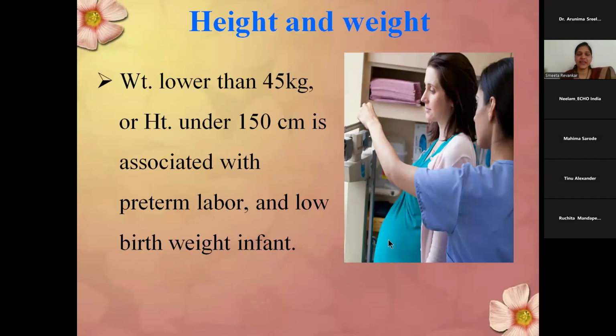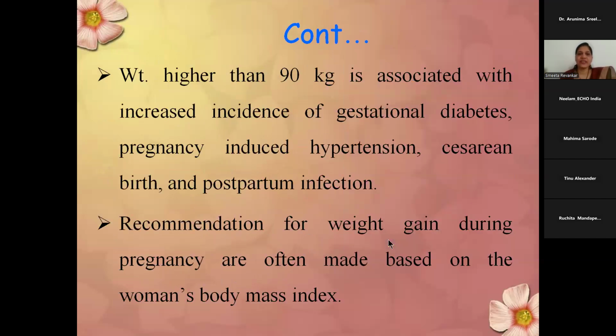Then height and weight. Weight lower than 45 kgs or height under 150 centimeters is associated with preterm labor and low birth weight infant. Okay. Weight higher than 90 kgs also is not good. That means weight being too low is not good, and weight being too high is also not good.